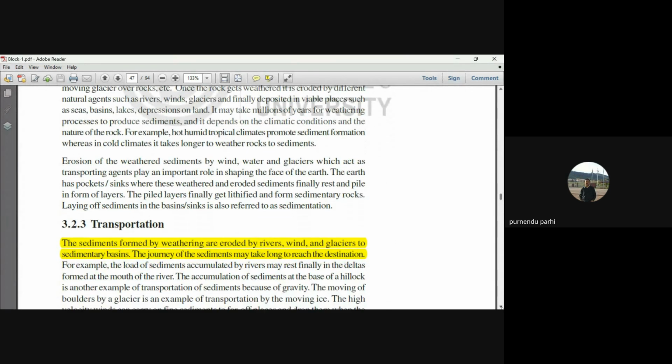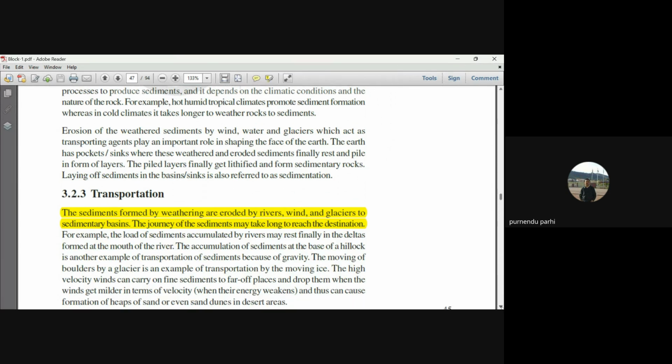Then the transportation. The sediments formed by the weathering are eroded by river, wind, and glaciers to sedimentary basins. The journey of the sediments may take long to reach the destination. For example, the load of sediments accumulated by a river may rest finally in the deltas formed at the mouth of the river. The accumulation of sediments at the base of a hillock is another example of transportation of sediments because of gravity. The moving of boulders by a glacier is an example of transportation by moving ice.